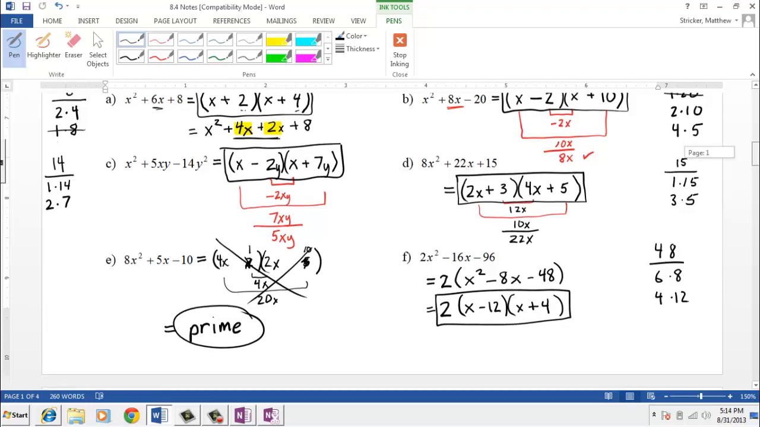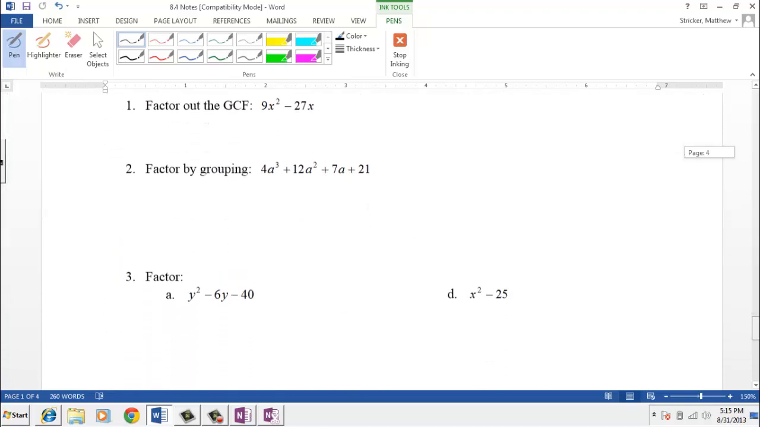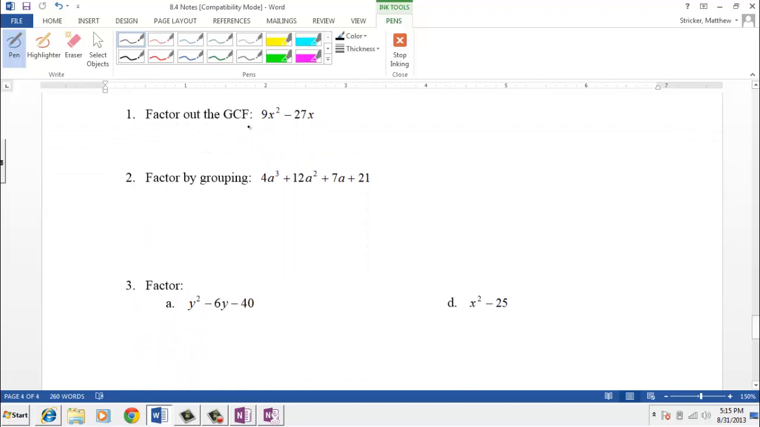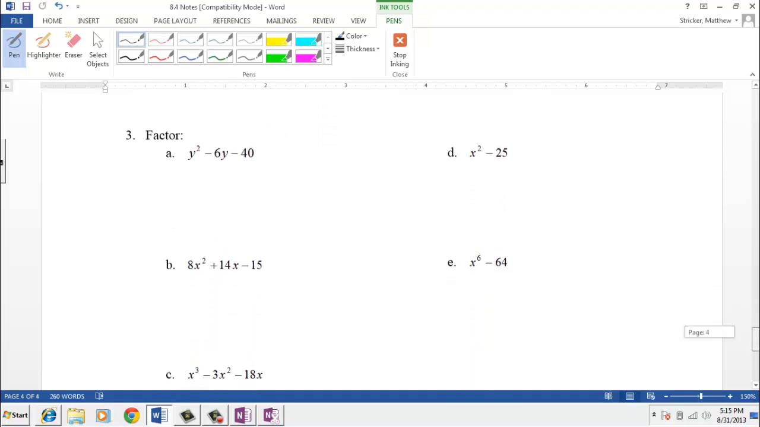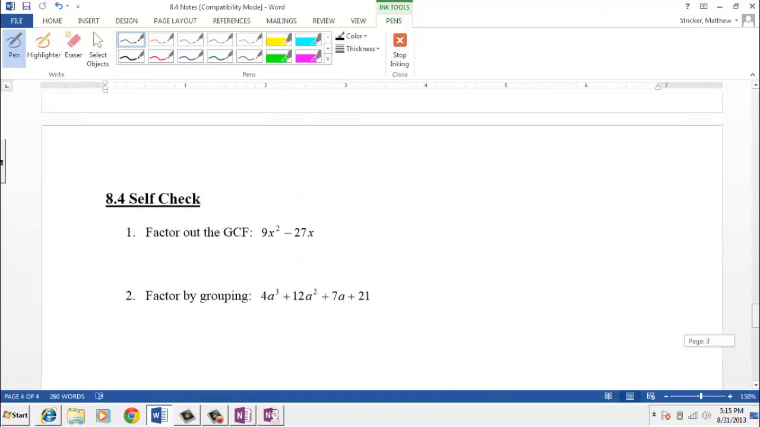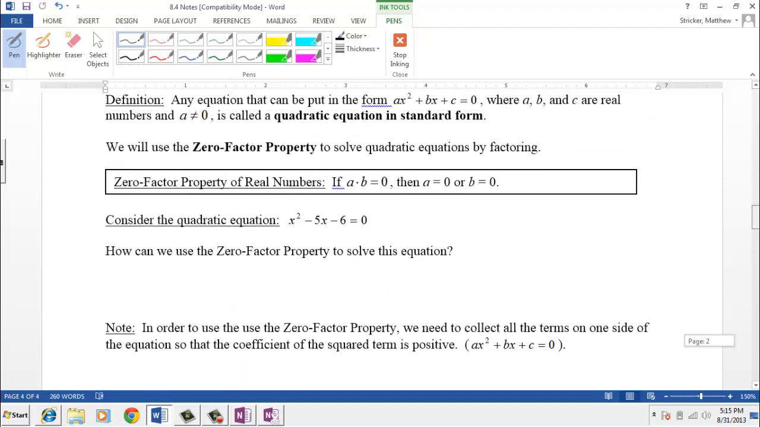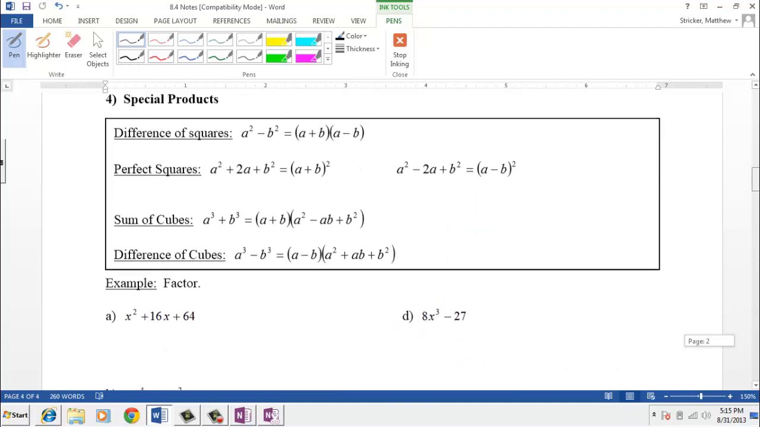Now might be a good time for you to go to your self-check and look at doing the first three problems. We've talked about how to factor out a greatest common factor. We've talked about how to factor by grouping. And then we have a number of examples here. Probably you could do example A and example B and example C. You want to wait here before trying D and E until we cover the next section. So you can go ahead and pause the video and then come back when you are finished. I am going to now go to the second page of the notes.